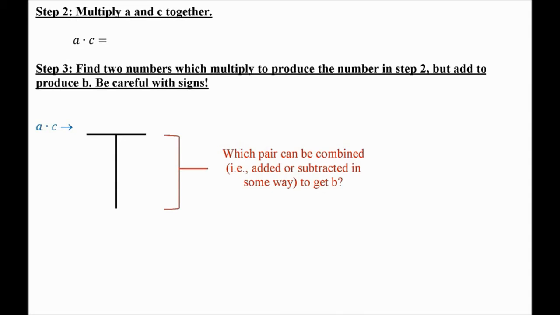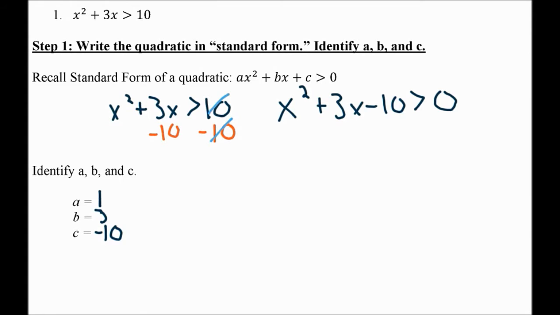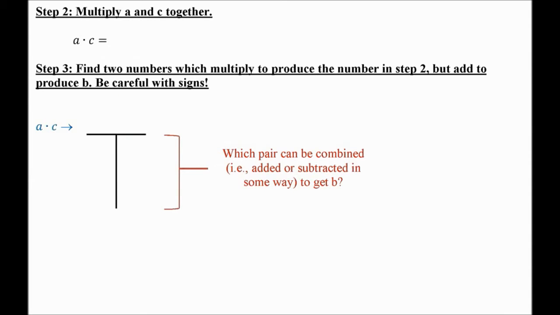Step number 2 says multiply A and C together. So I go back. My A is 1, my C is negative 10, and so we get 1 times negative 10, and I get negative 10. So hopefully this is just review for many of you. Now we've got our A times C. So I take my A times C in step 3, find two numbers which multiply to produce the number in step 2, but add to produce B. Be careful with your signs.